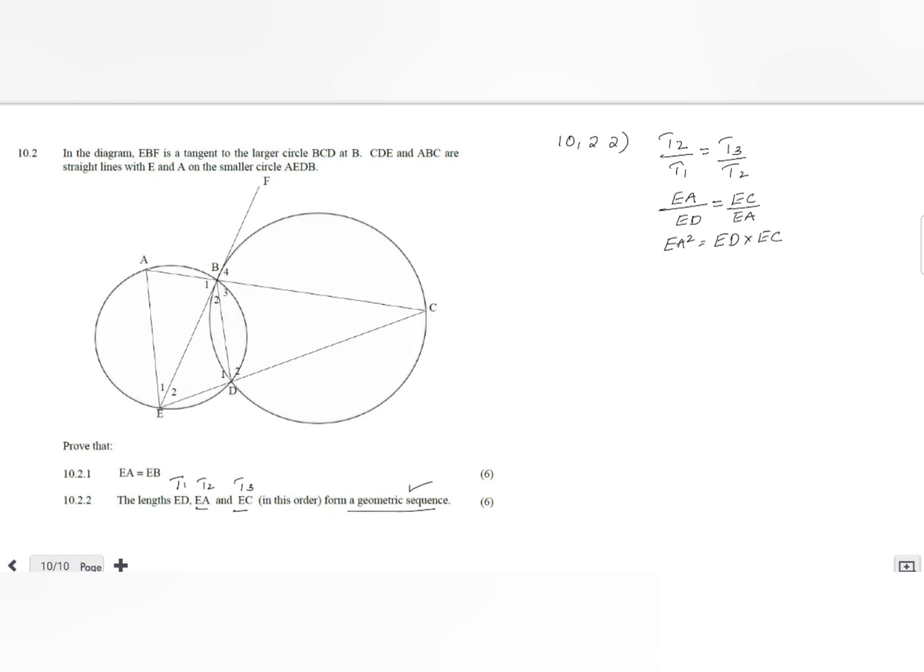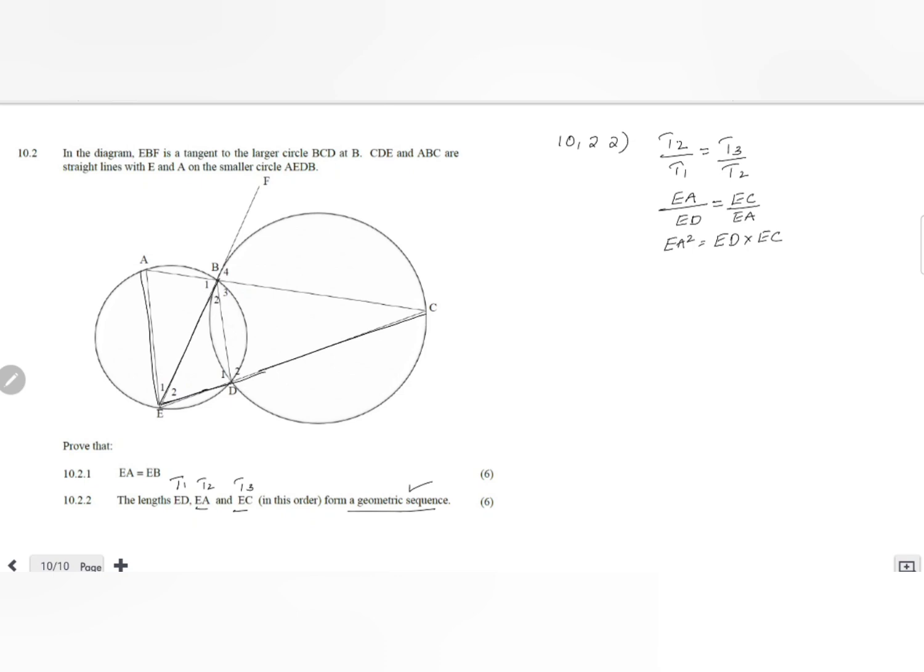Okay, so which two triangles are you going to choose? Since they talk about ED, ED is this side. Then EA is this side, isn't it? Okay. Then EC is from here. See, this one is EC, okay? But we already proved that EA is equal to EB, so this side, isn't it? So EA and EB, they are the same.